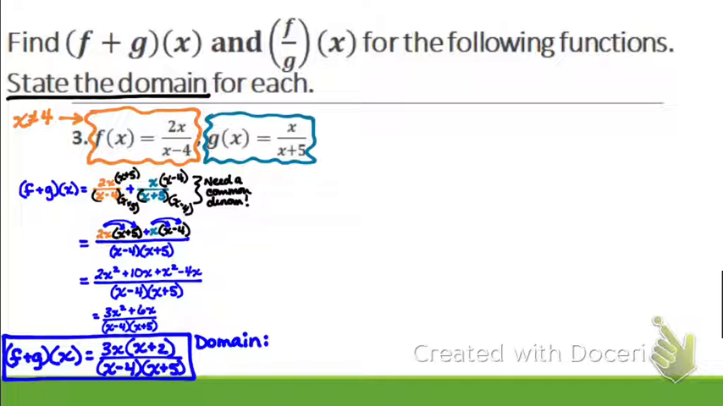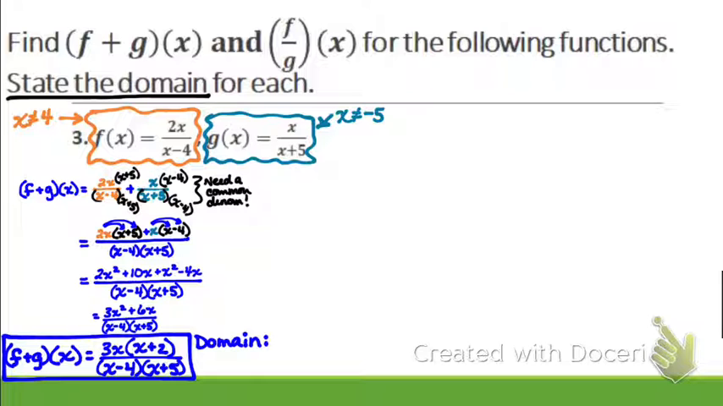Are there any domain restrictions with g of x? Yes, x cannot be equal to negative 5. So we're going to take both of those domain restrictions into account here. X cannot be equal to 4. X cannot be equal to negative 5. As far as we know, can x be every other value? Yes, as long as it's not one of those two.